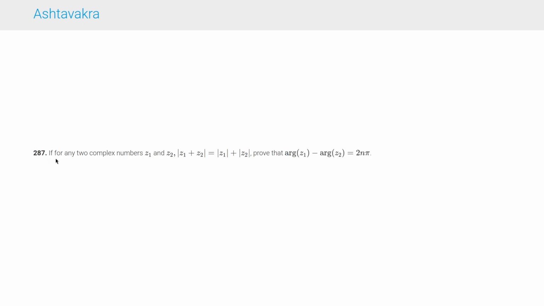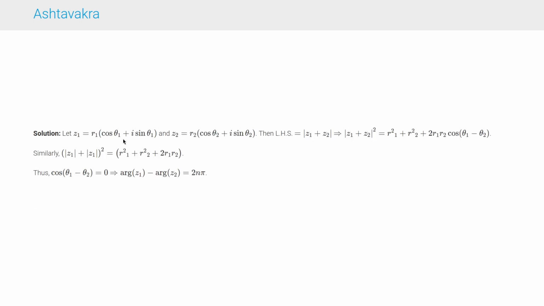Question 287 says that for any two complex numbers z1 and z2, if mod z1 plus z2 is equal to mod z1 plus mod z2, prove that argument of z1 minus argument of z2 is equal to 2 n pi. So we take polar coordinates here because arguments are involved. We let z1 is equal to r1 cos theta 1 plus i sin theta 1 and z2 is equal to r2 cos theta 2 plus i sin theta 2.